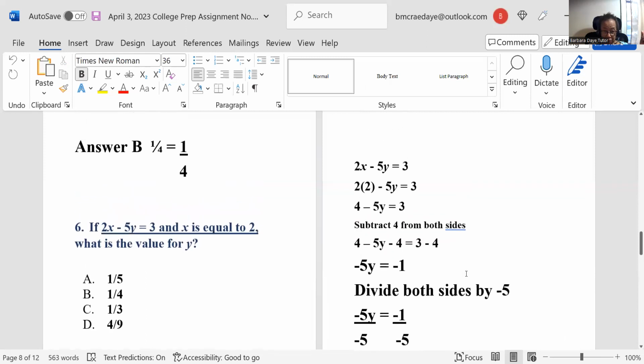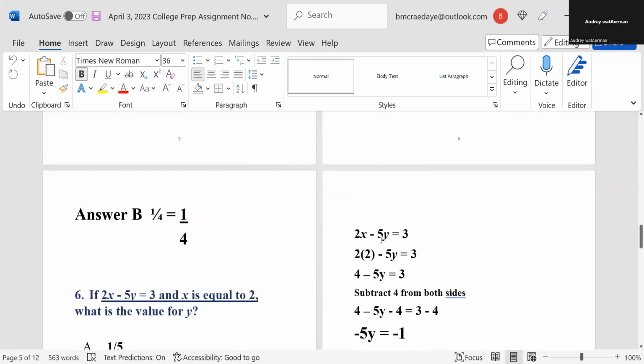Let's just go back through it. 2x minus 5y equals 3. Our goal here is to solve for y when x is 2. So for the x, we put the 2. There it is right there. Substitution of the variable. 2 times 2, we got 4. So 4 minus 5y equals 3. Everybody with me right here?